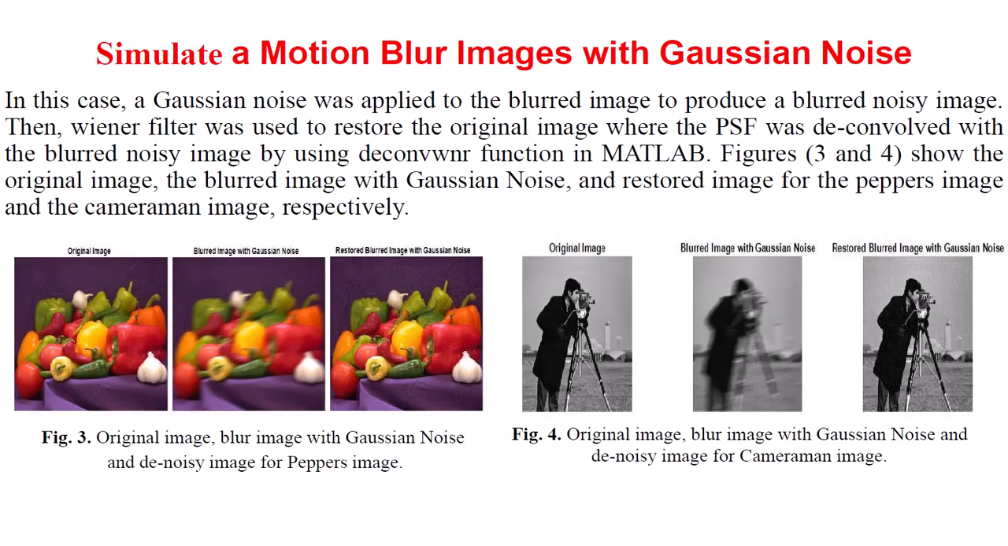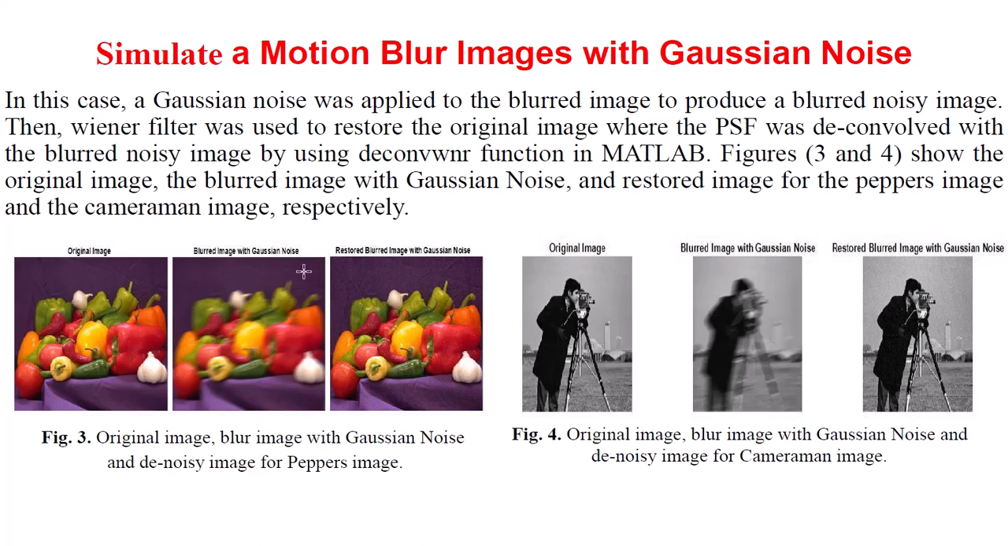In case 2, we take two images, which are the cameraman image and the paper image. Then we add noise. This noise is Gaussian noise. We add Gaussian noise to the blurred image, so the resulting picture is a blurred image with Gaussian noise. After that, we use the Wiener filter to restore the original image and remove the blur and the Gaussian noise from the image, as shown in figure 3 and figure 4.